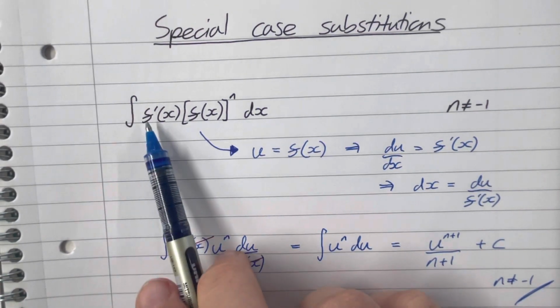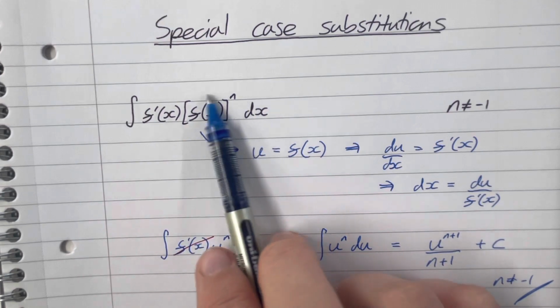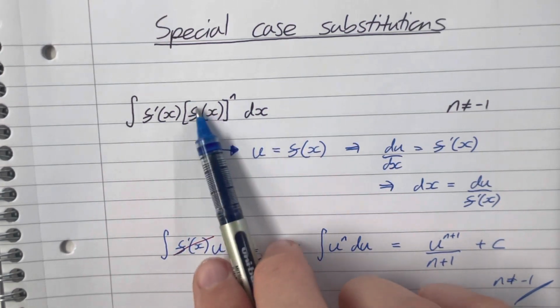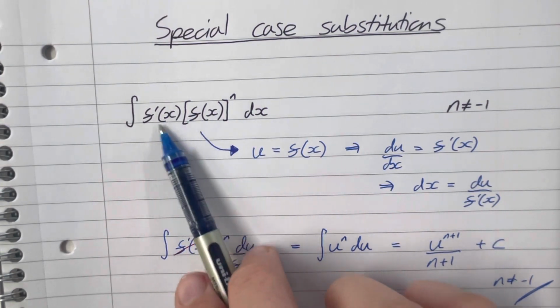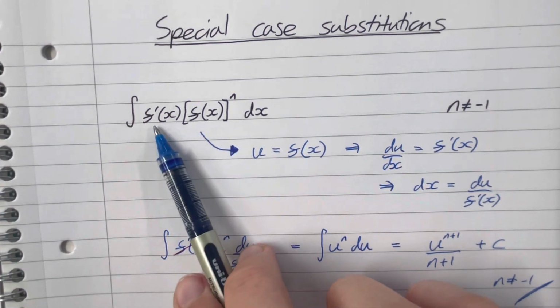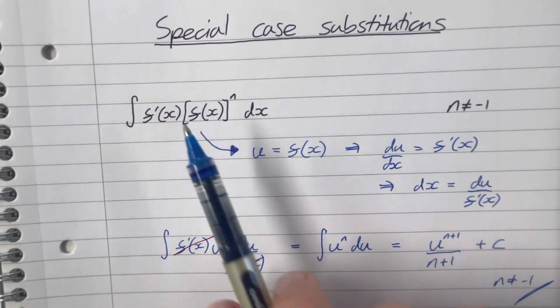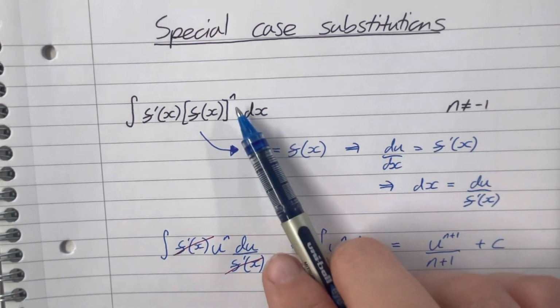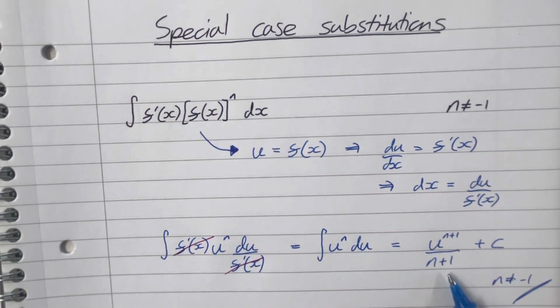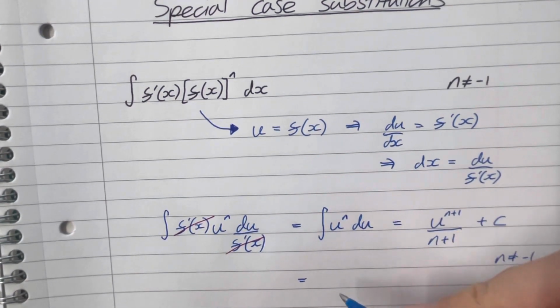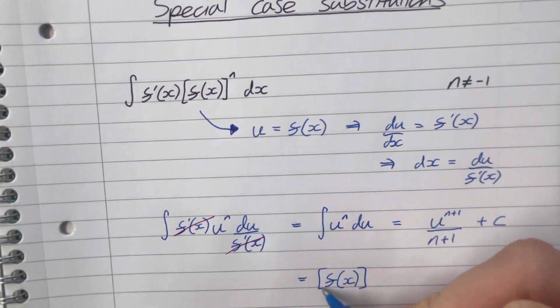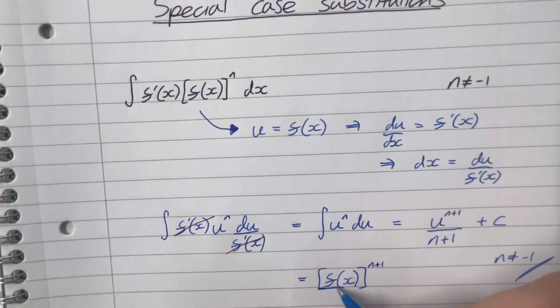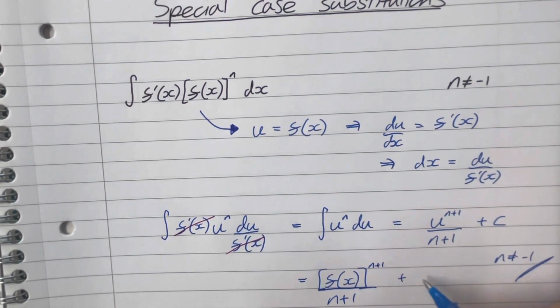So if we have an integrand that looks like this, so f of x, some function of x to the power n multiplied by the derivative of that f of x, then we can just state the answer as being the f of x to the power n plus 1 divided by n plus 1. Of course, that is actually a u, so I should perhaps write that as f of x to the power of n plus 1 divided by n plus 1 plus c.